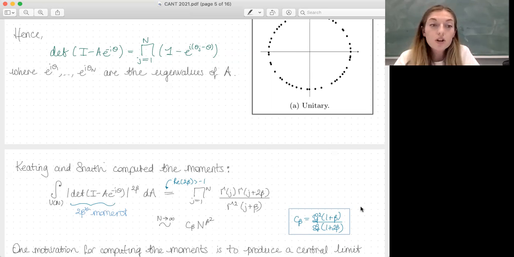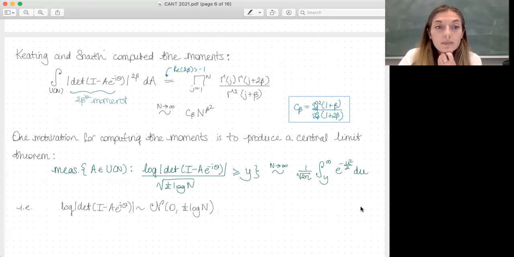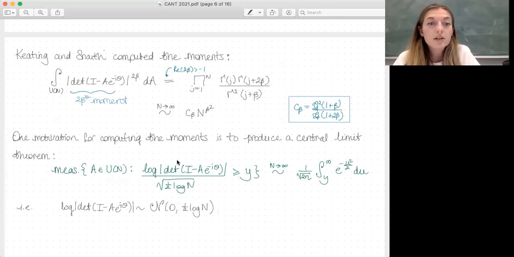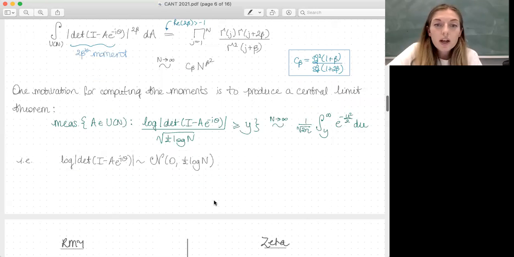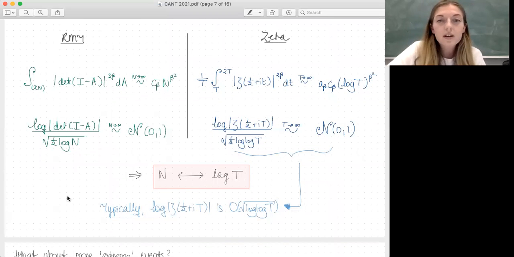And one of the motivations for computing these moments was to produce a central limit theorem. Again, here's the formal statement, but the headline is that, just like we have for Zeta, the real part of the log of the characteristic polynomial is a centered Gaussian with this particular variance.